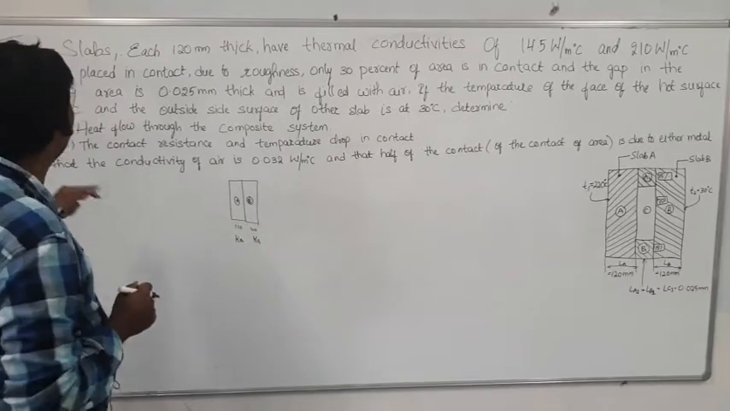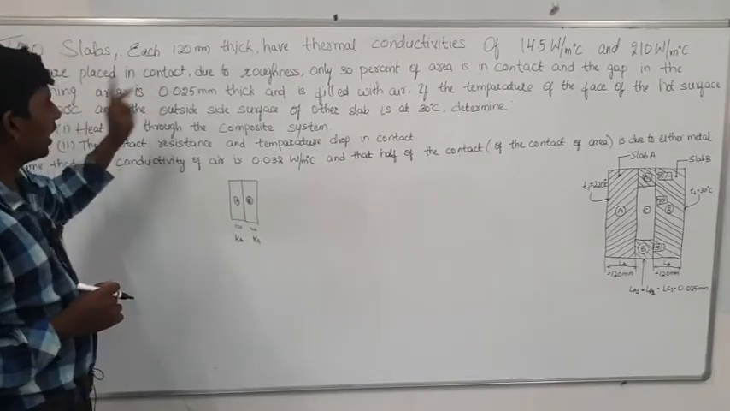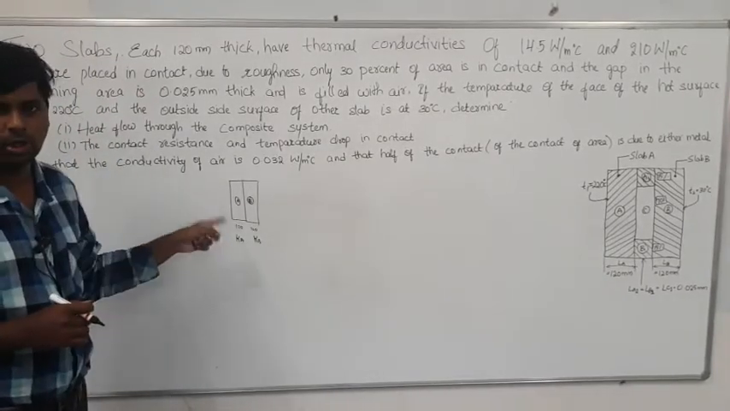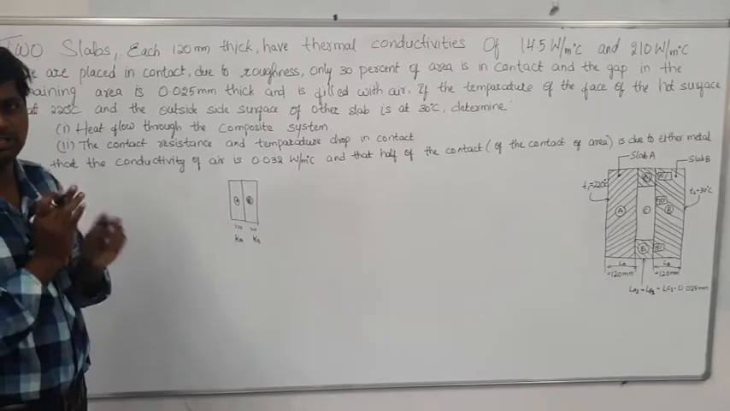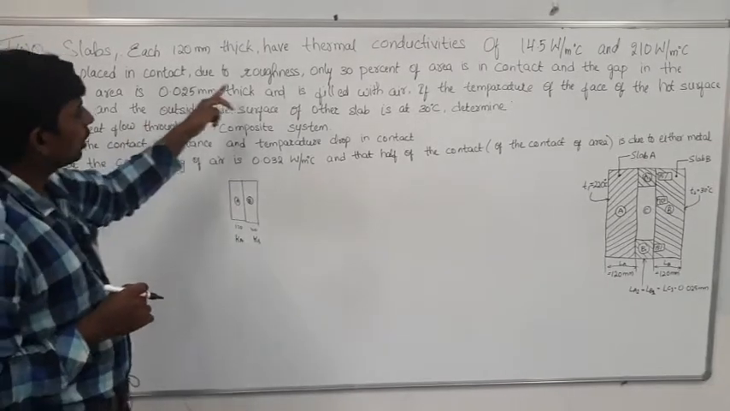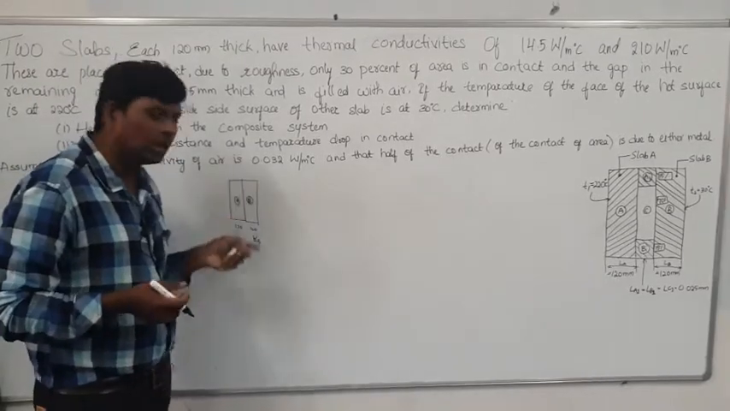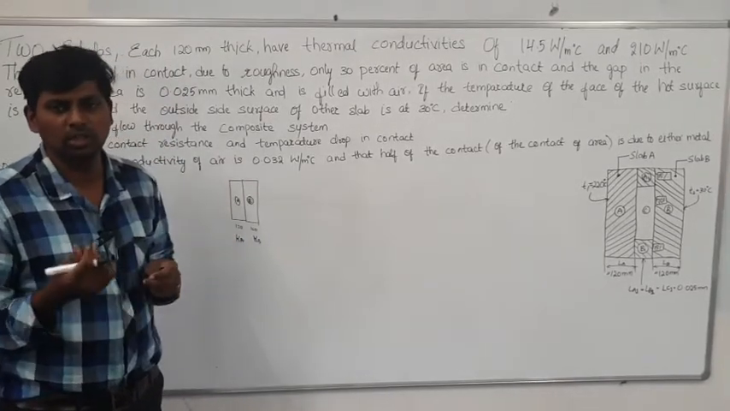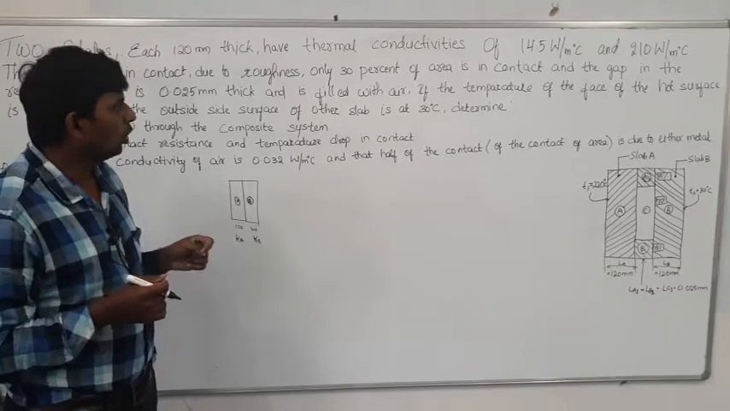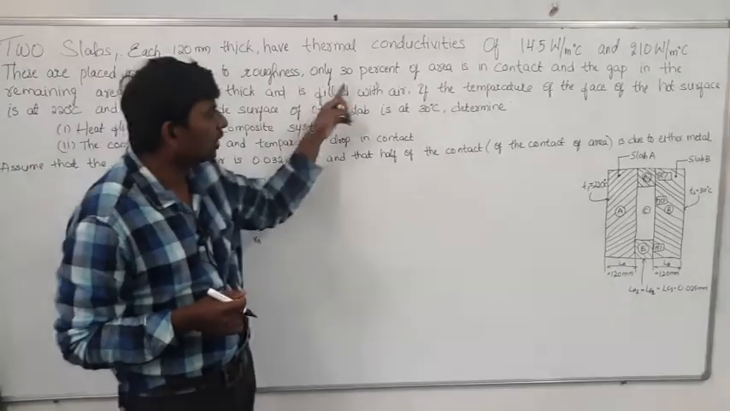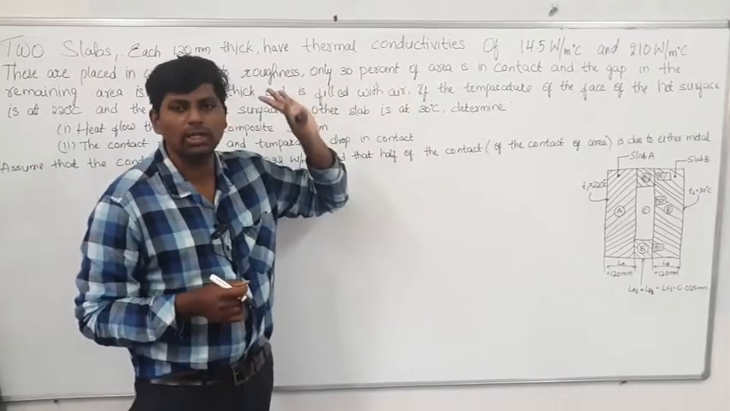After that, what is given? They are placed in contact, due to the roughness. Due to the roughness, in between the two surfaces irregular shapes will be there, meaning some rough particles will be there. Due to the roughness, only 30% of the area is in contact.